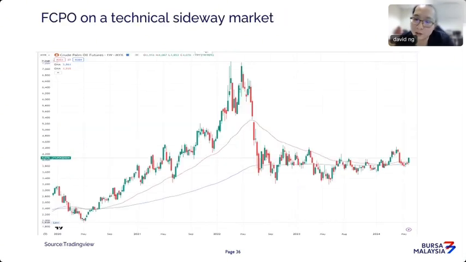Now this is CPO. This is where I mentioned that the market is actually sideways. If you look at it, pretty much since the start of 2023, the market has been finding it very difficult to break above the 4,400 mark. But it's well supported between 3,700 and 3,800 ringgit. So in certain ways, if you look at the moving averages, the 50 period and 200 period, it's actually quite flat, and the candles are hovering between these two.